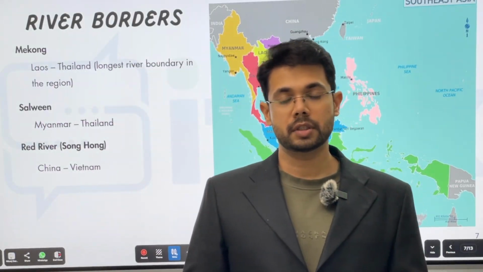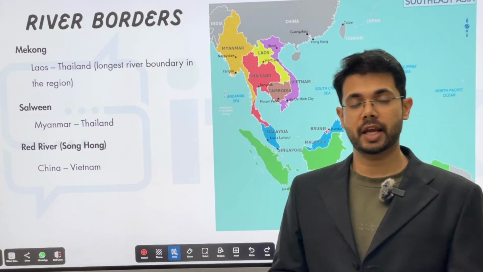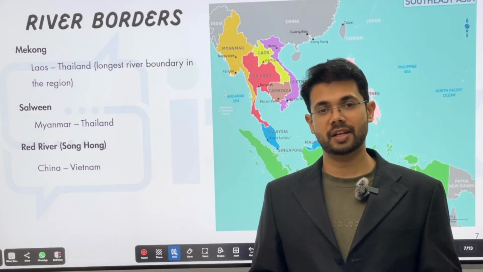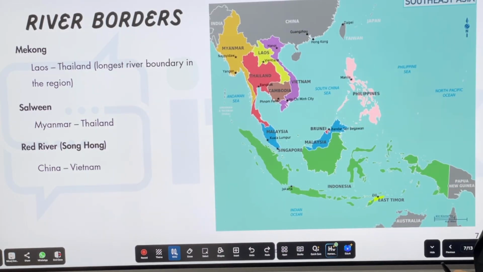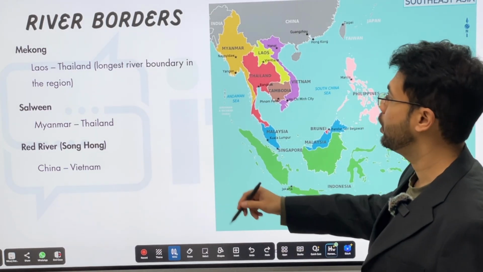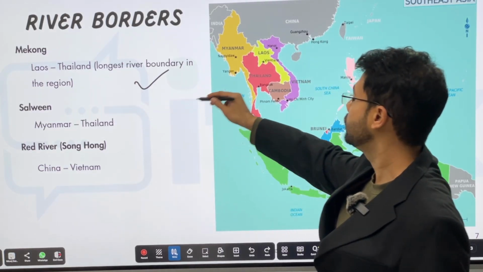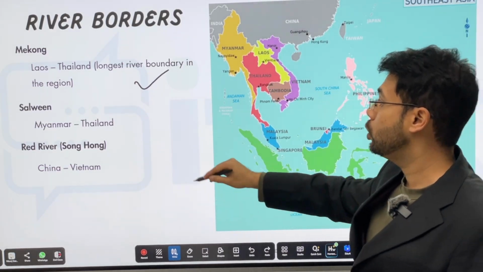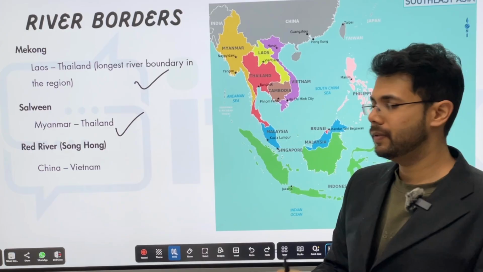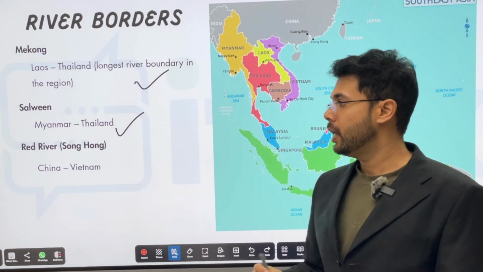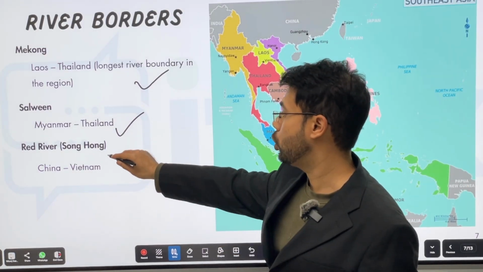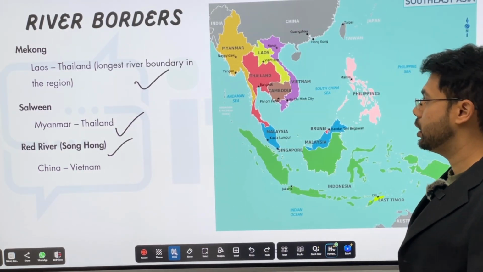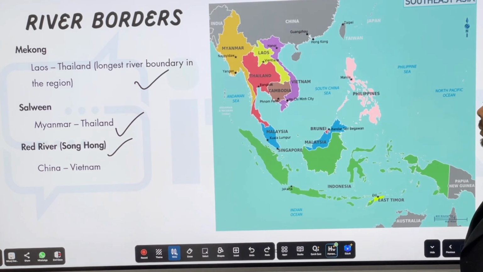So river borders are something which is extremely important and have been used by the Southeast Asian nations in a very efficient manner. How? Laos and Thailand thought, let's create the Mekong as a boundary. They did so. The Salween River was used by Myanmar and Thailand, albeit for a very short length. And the Red River, also called Song Hong, serves the same purpose between China and Vietnam. Again, a very small portion, but still we will take it.